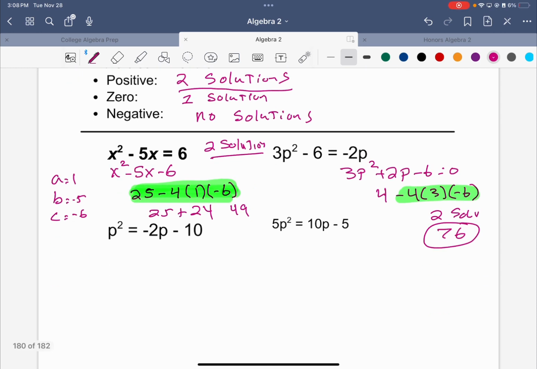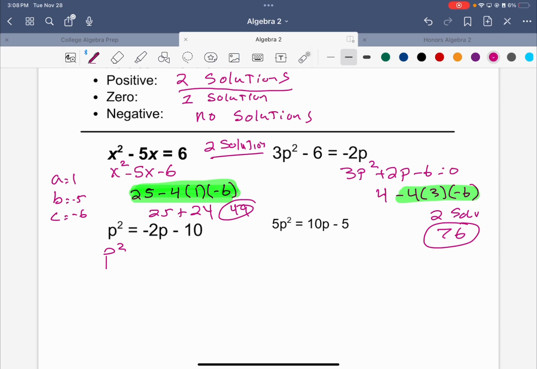There's two solutions, but the 76 isn't the solution. The 76 is just telling us that there are two solutions. I'm not asking you what the solutions are. I'm just asking you how many they are. So when they ask you for the discriminant, they're just asking you how many solutions there are. You don't have to find them. The discriminant itself is 76. That 76 tells you that there are two solutions. You don't need to give me what those two solutions are.